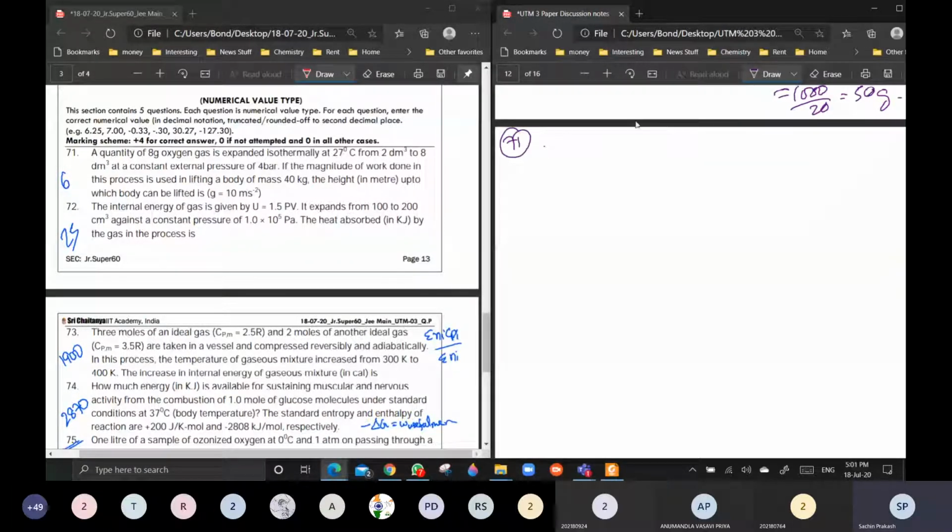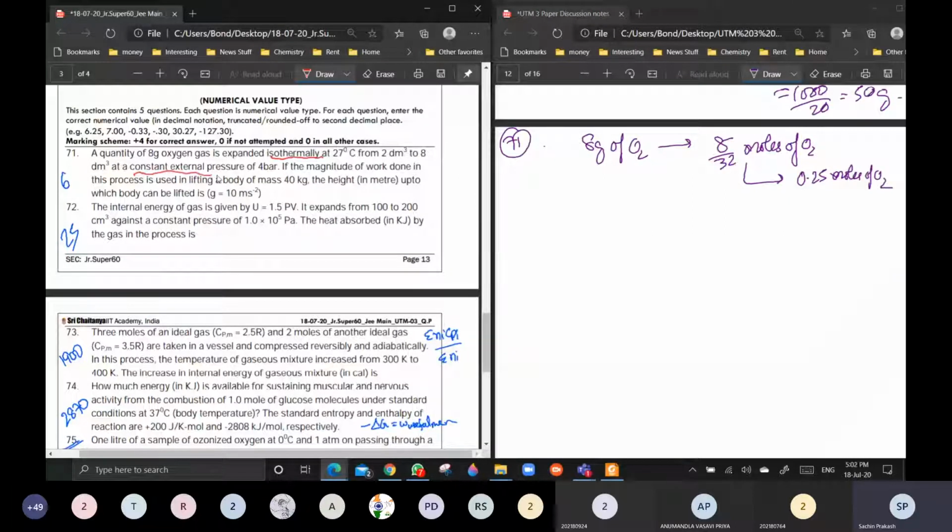So you see, basically what is happening is that you are having 8 grams of oxygen. It is 8 by 32 moles of oxygen, 0.25 moles of O2. And it is expanded isothermally at a constant external pressure. Means work done will be equal, this is an irreversible process. It is minus P external into V2 minus V1. P external is 4 bar, into V2 is 8 liters, minus V1 is 4 liters. Sorry, 2 liters.